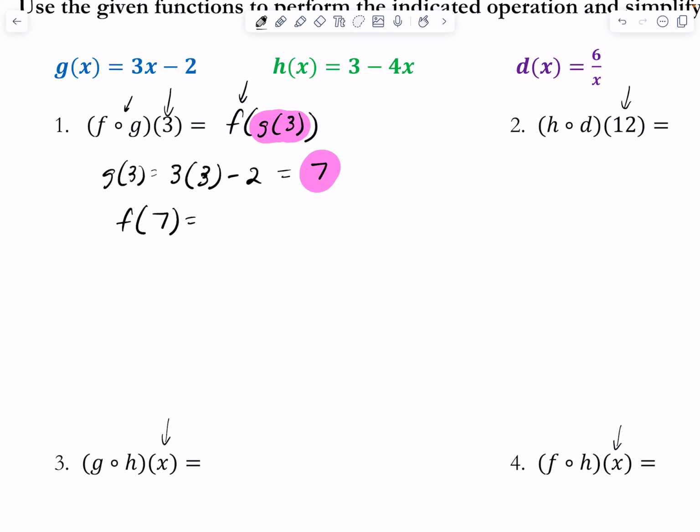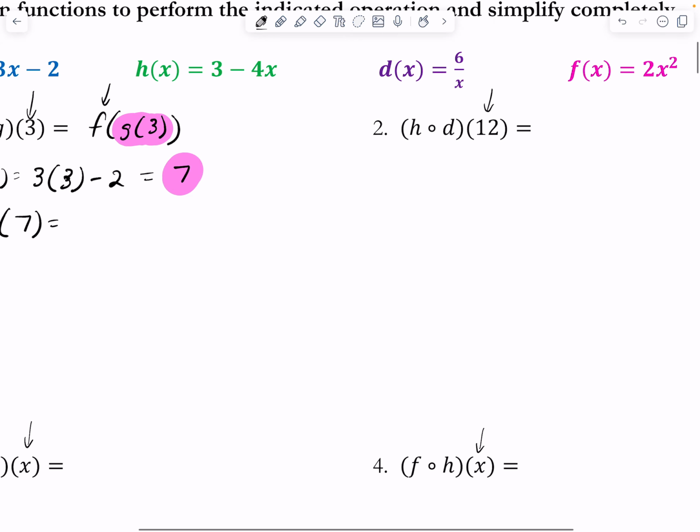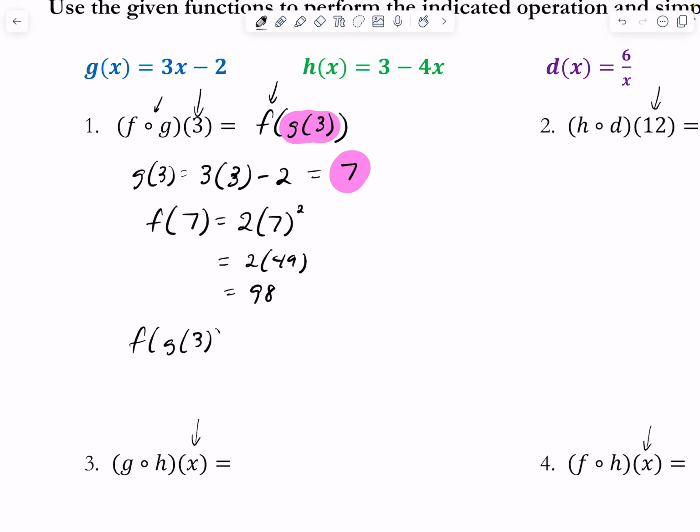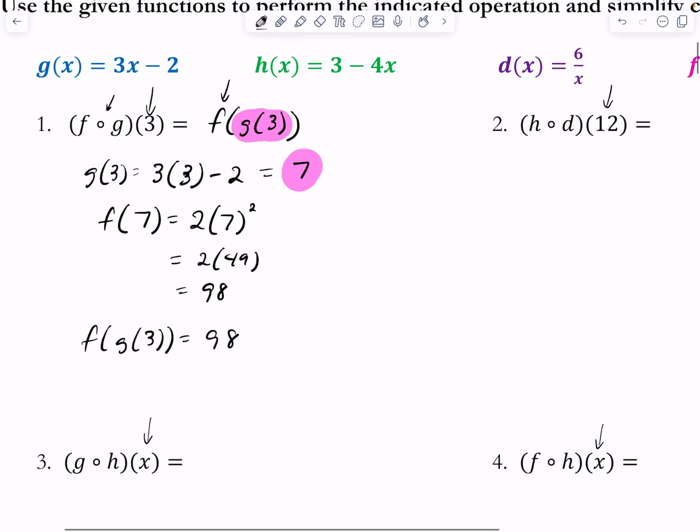All right, so now we're going to do f of 7, which is this function over here, 2x squared. So 2 times 7 squared, that's 2 times 49. 2 times 49 is going to be 98. So f of g of 3 is the same as 98. And that's how you do composition with a number.